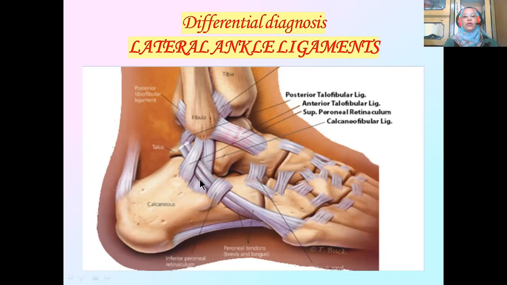As you see, it forms the floor for the peroneal tendons. The third one is the posterior talofibular ligament, which is a very strong ligament, very rarely injured, only injured when there is complete anterior dislocation of the talus. The other two syndesmotic ligaments are the anterior and posterior tibiofibular ligaments, which extend between the tibia and fibula.